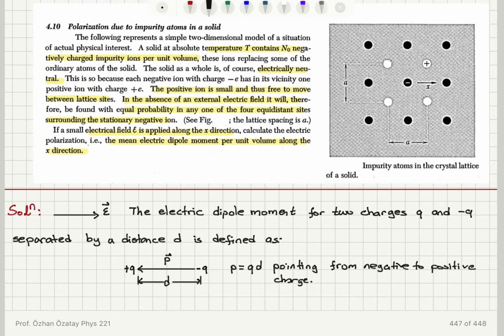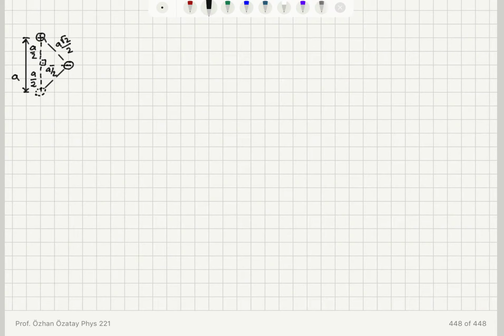Now what we're interested in is the mean electric dipole moment per unit volume along the x direction. So what is the x component of the polarization vector? The polarization vector points from the negative charge to the positive charge. So this is my p vector. However, its x component is here. This is p x. So the x component is minus q a over 2 i hat. So it's in the minus i hat direction.